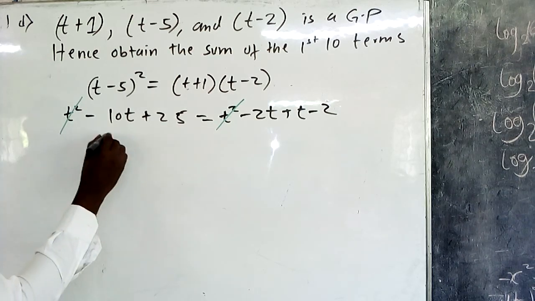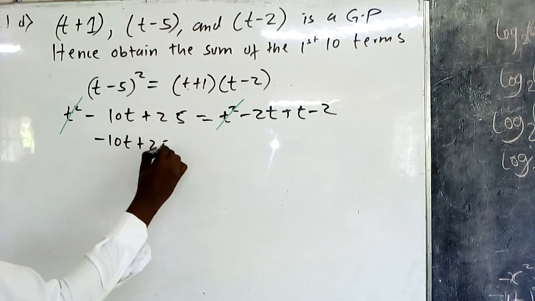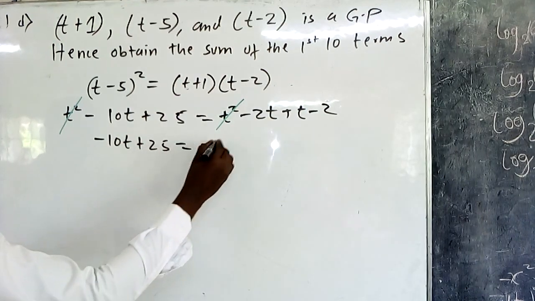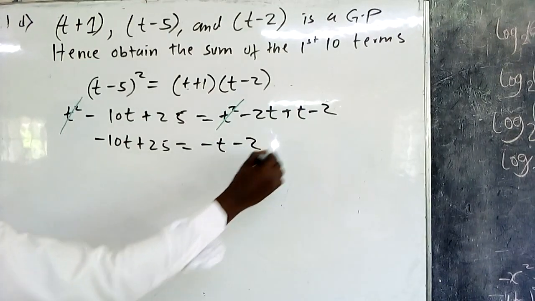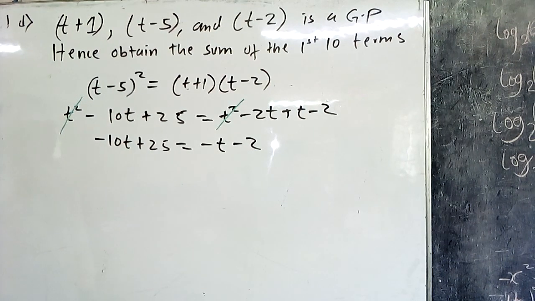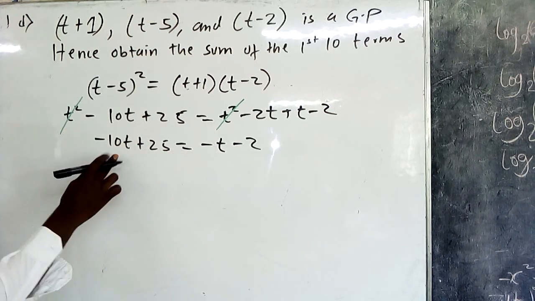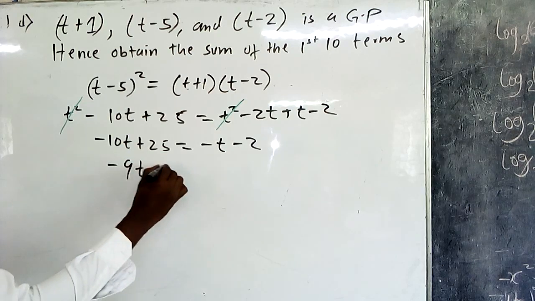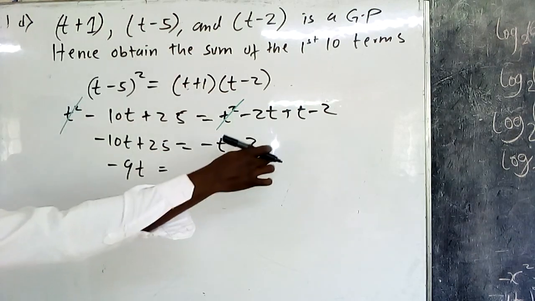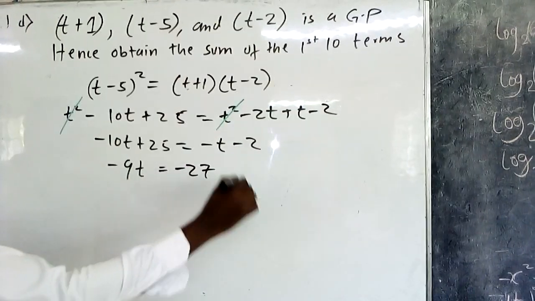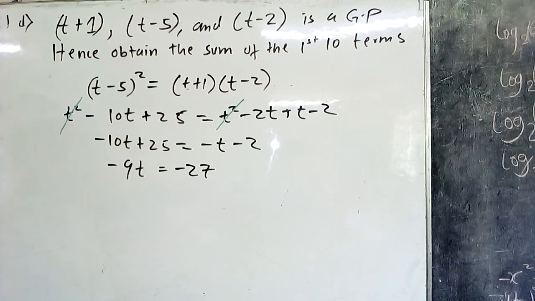This side you have negative 10t plus negative 2t plus t, which is negative t, isn't it? Minus 2, isn't it? Yes. Are we together there? So, can you simplify? Negative t coming this side becomes positive t. So you get negative 9t. Positive 25 goes to the other side as negative 25. So you get negative 27, isn't it?